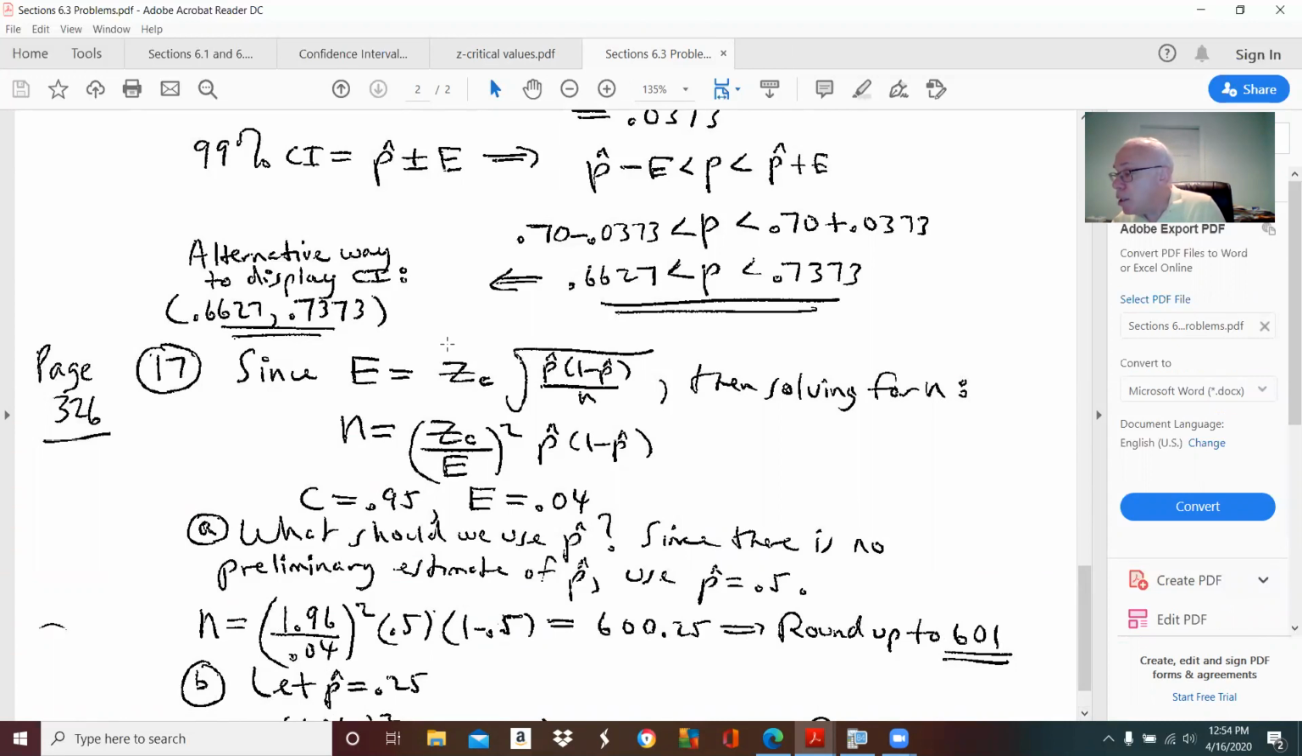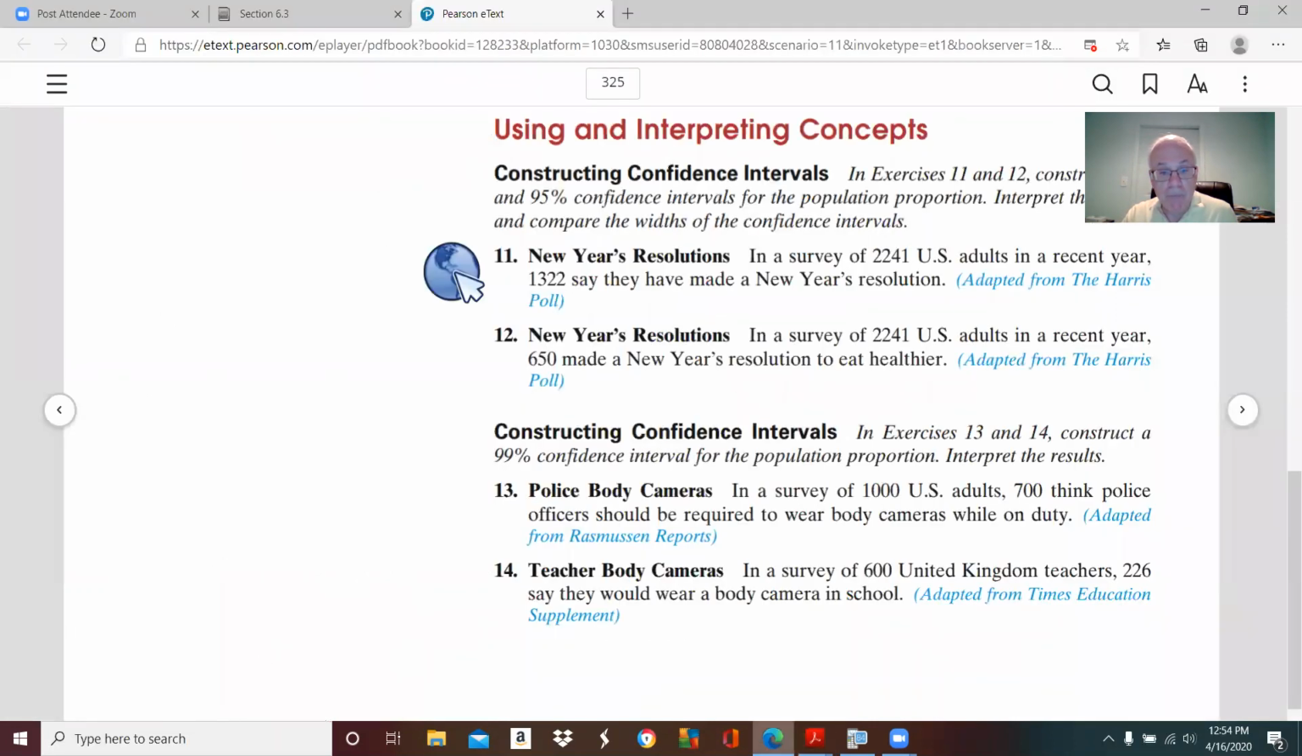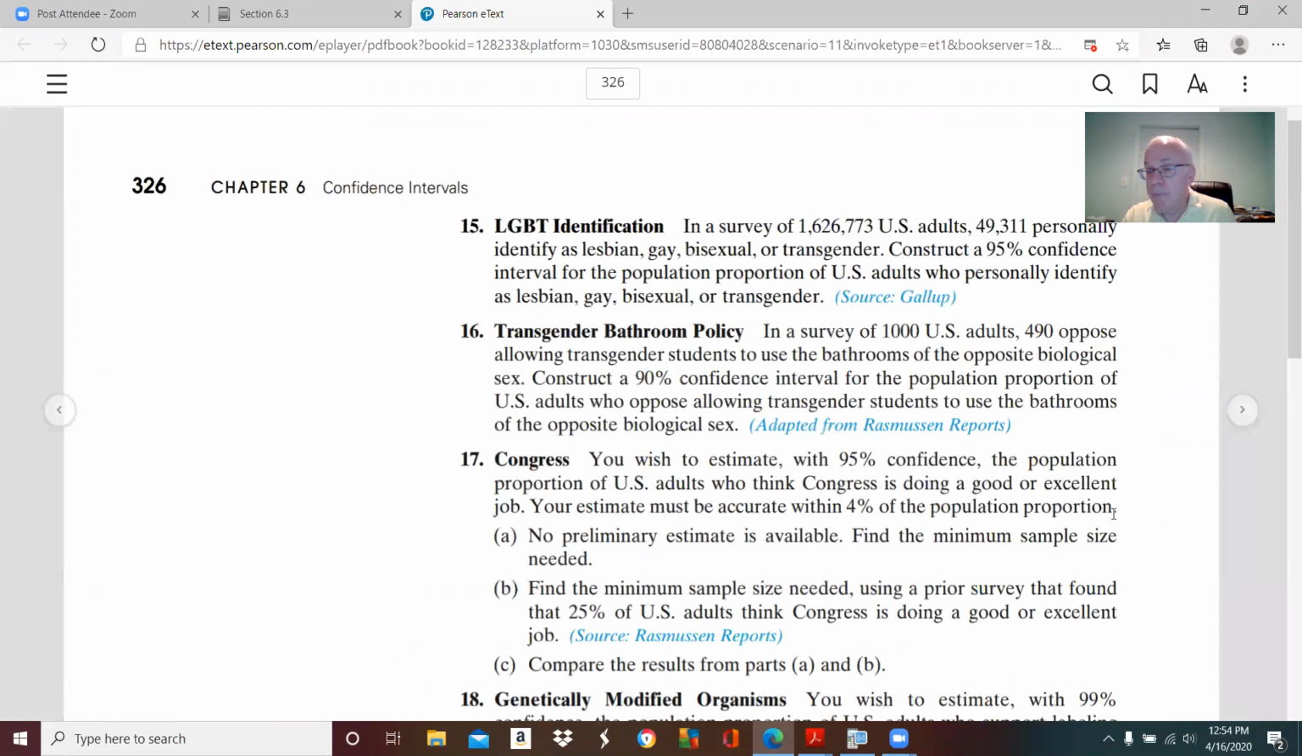Okay. We did 11, we did 12, we did 13, and now we're going to do number 17. This is the last problem that we'll be doing today. Let's look at number 17. This is on page 327, or 326, I'm sorry, 326. All right, number 17.